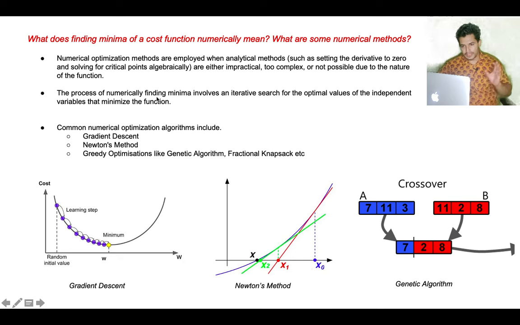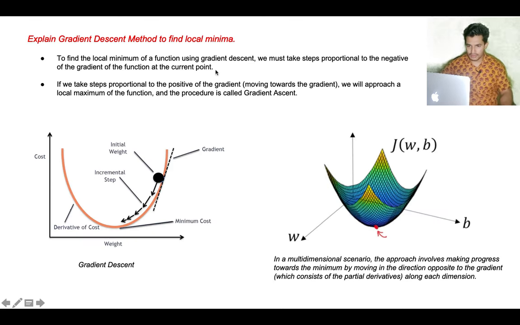The process of numerically finding minima involves an iterative search for the optimal values of the independent variables that minimize the function. Some of the numerical optimization methods are gradient descent, the Newton-Raphson method, or some greedy optimizations like genetic algorithm, fractional knapsack, and so on. In this video, we will look at gradient descent and Newton method in detail. So what is the gradient descent method to find local minima?